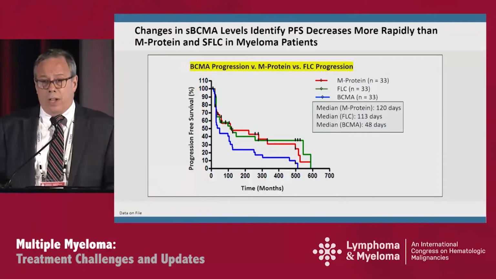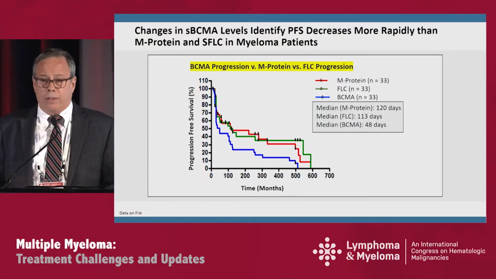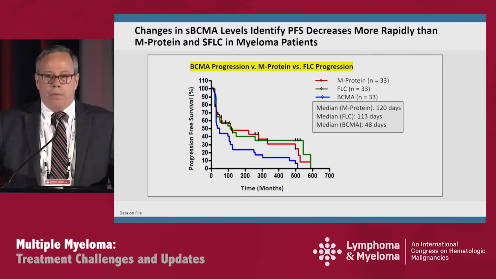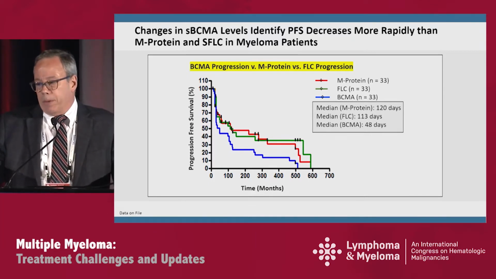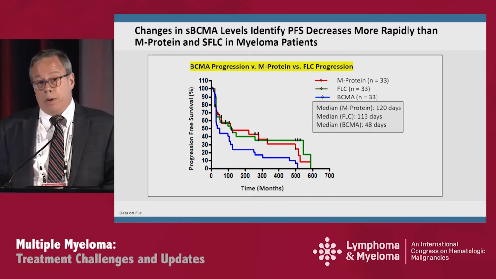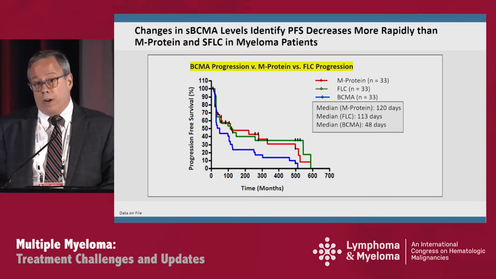So what does that look like in a larger group? If you look at these 122 patients and you compare the progression by M protein, free light chain, and BCMA, you'll note we're much faster. So serum BCMA shows progression in just 48 days, where it's 113 and 120 days for serum free light chain and M protein, respectively. We're getting an earlier read on progression here.